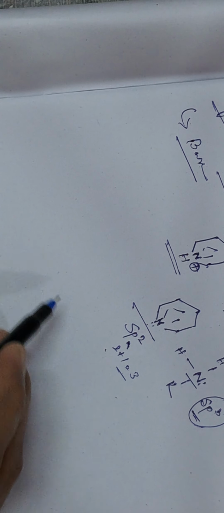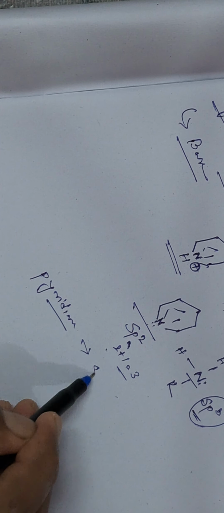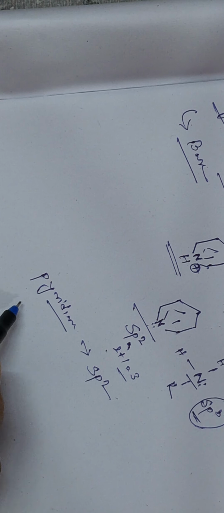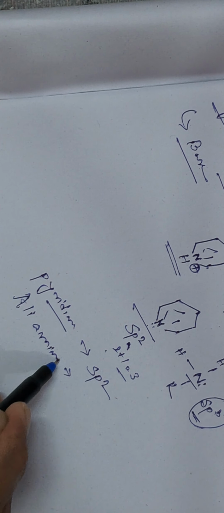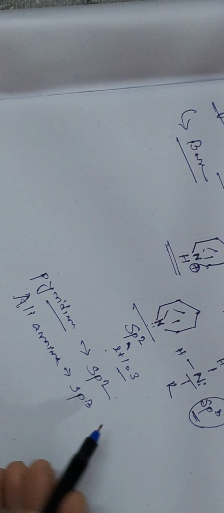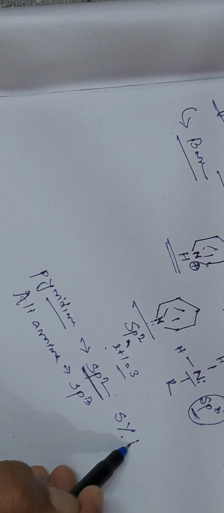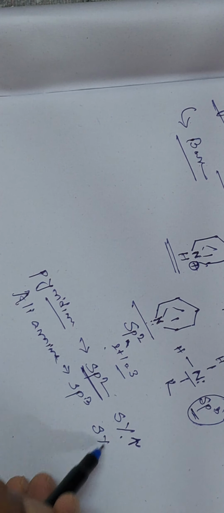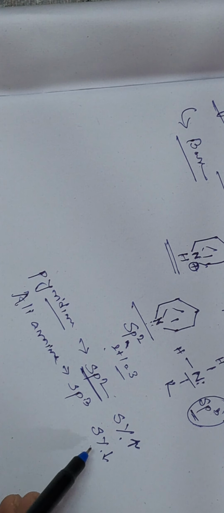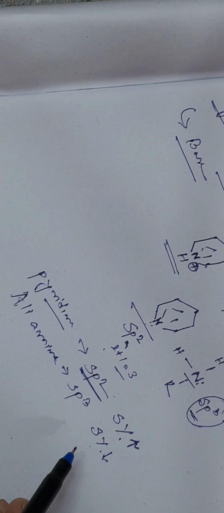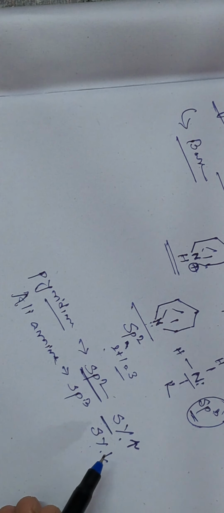So in case of pyridine, the nitrogen is sp2 hybridized. In case of aliphatic amine, the nitrogen is sp3 hybridized. So in which case is the S character rising? In this case the S character is found to be more than this. So percentage S character is found to be more in case of pyridine, and percentage S character is less in case of aliphatic amine, right? So if percentage S character keeps rising, what does it mean?